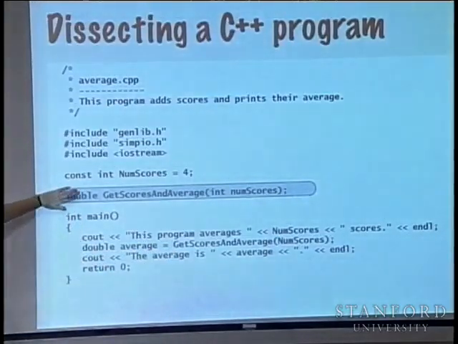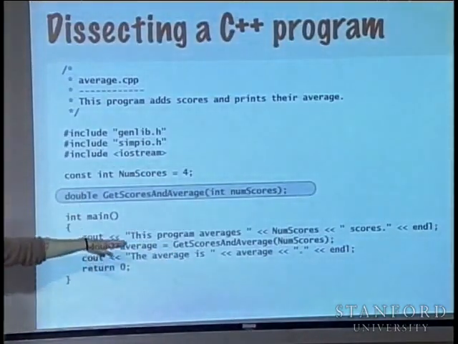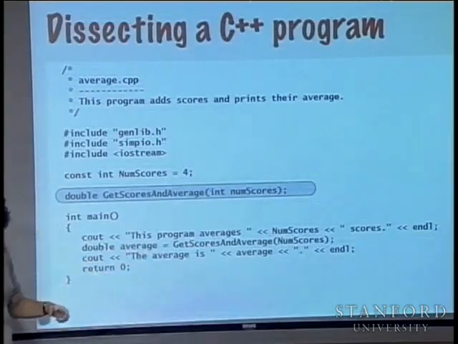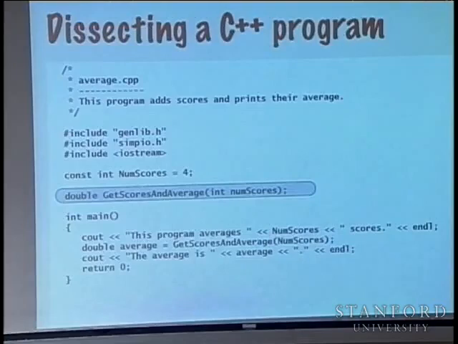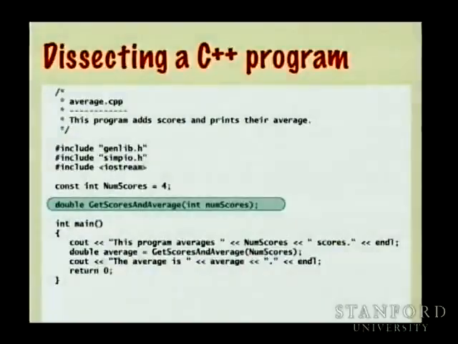And if I had left this prototype off and I had this code here, when it gets to this line where I'm making that call, the compiler hasn't yet seen anything about getScores and average. It's actually on the next page. And it will complain. It will say, I don't know what this function is. You haven't told me about it. It came out of nowhere. And this prototype is our way of informing the compiler about something that's coming up later.